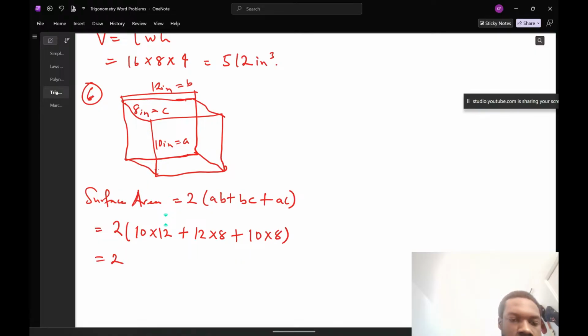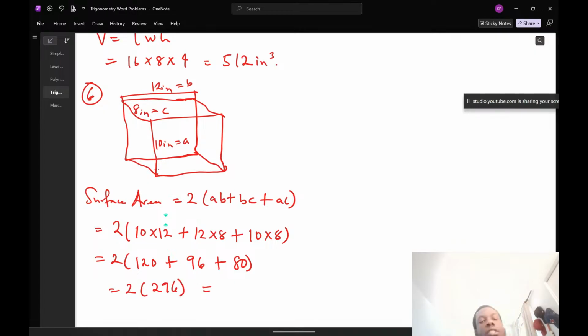Okay, so 10 times 12 is 120, plus 12 times 8 is 96, plus 10 times 8 is 80. So 120 plus 80 is 200, right? 200 plus 96 is 296. So 2 times 296 should give us 592. So that's 592 inches square.